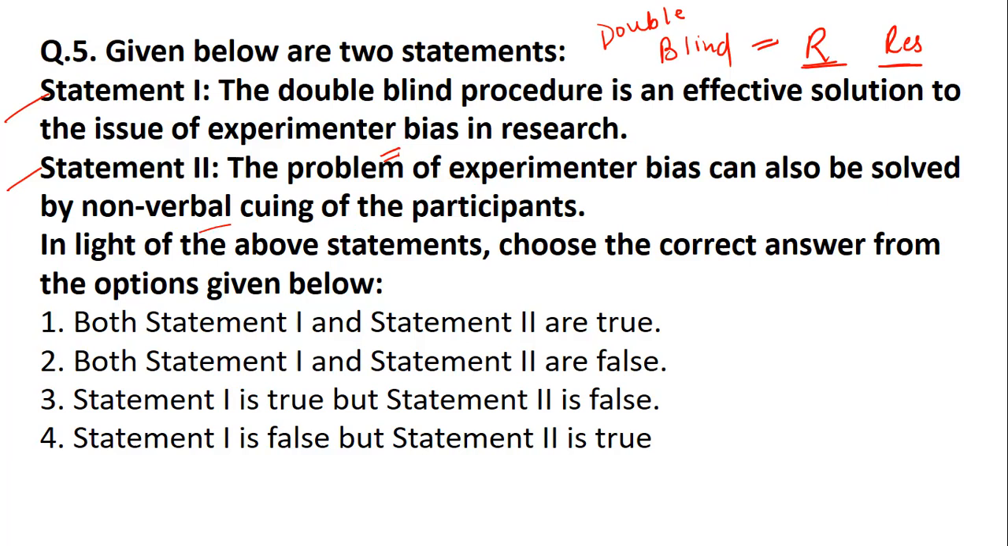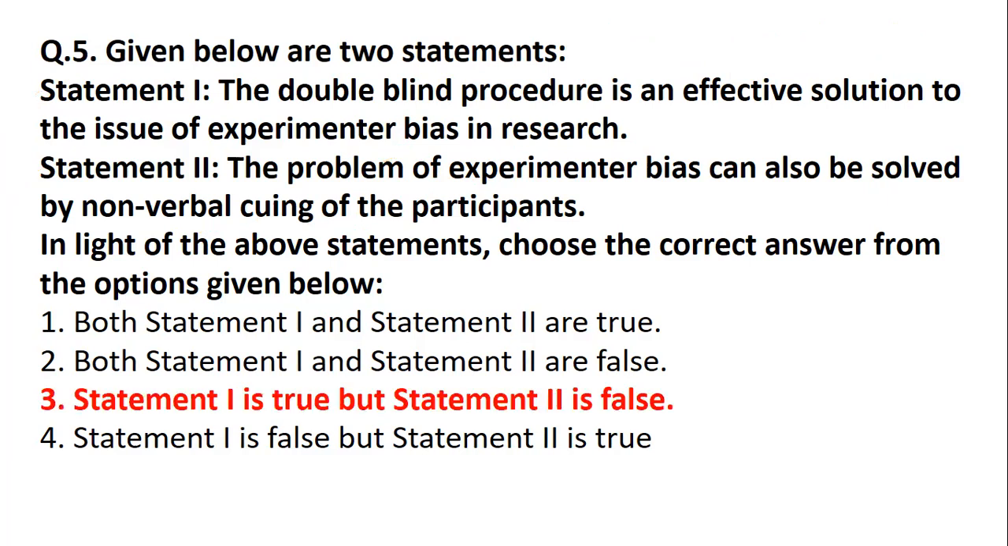So let's see. When we talk about the statements, as I explained what the blind procedure is, we can use the blind procedure in order to sort out the bias. That is very true, right? But the problem of experimenter bias can be solved by non-verbal cueing. Non-verbal cueing means communication with non-verbal help, but it will not give you the exact impact or effectiveness, which is not possible. And hence statement 2 stands to be what? It stands to be false, right?